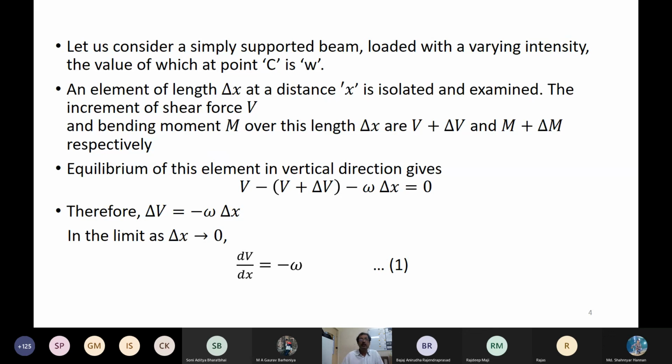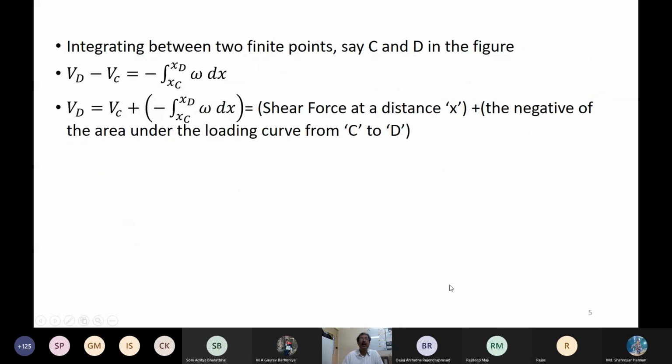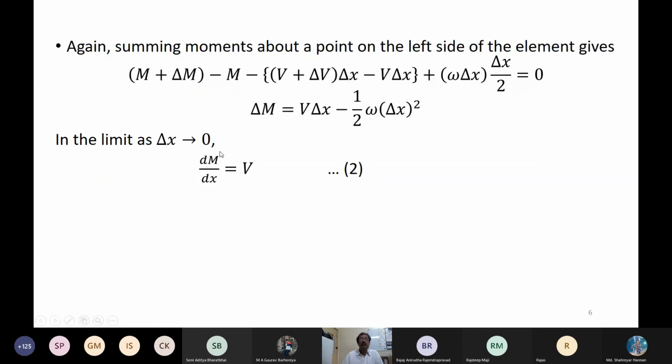So this is the thing you will gradually find if you follow this treatment that dV/dx is omega. That means rate of change of shear force is minus intensity of loading. And the rate of change of bending moment is the shear force.